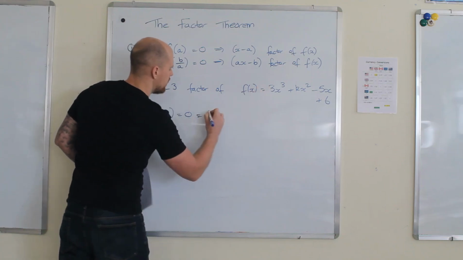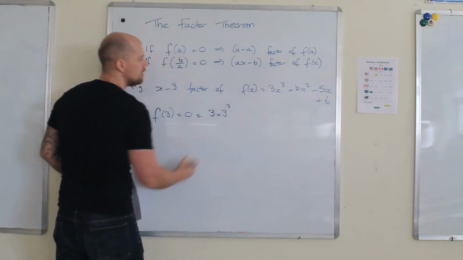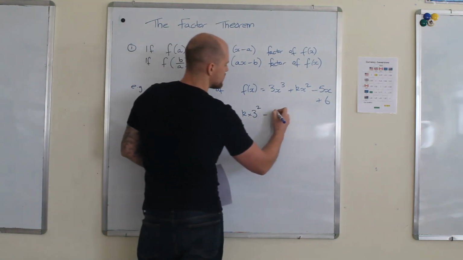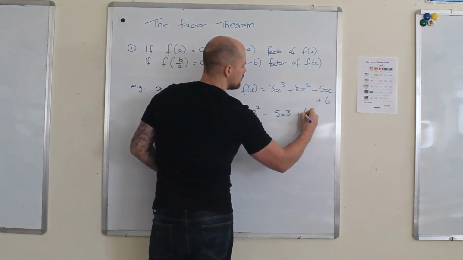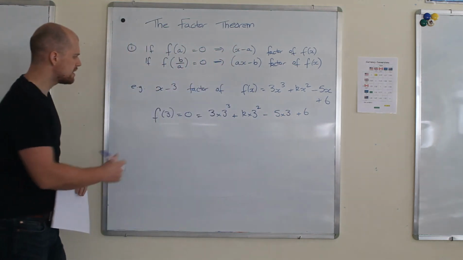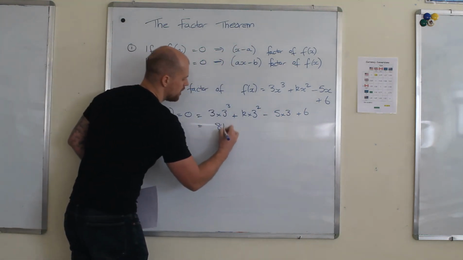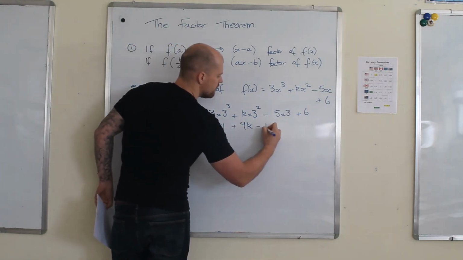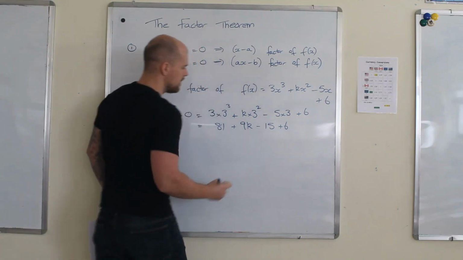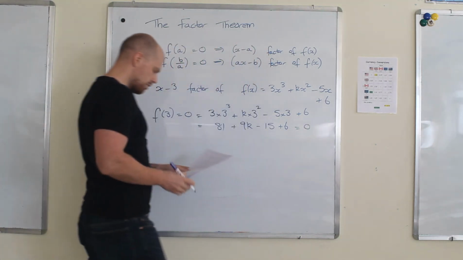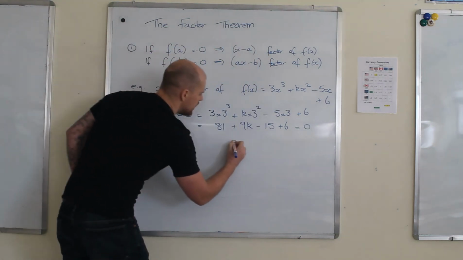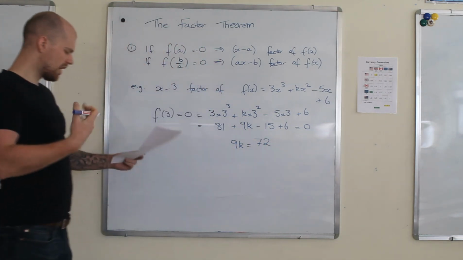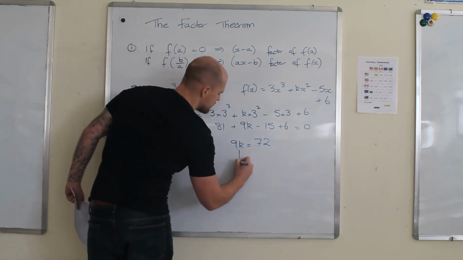So I get 3 cubed plus k times 3 squared minus 5 times 3 plus 6. 3 times 3 cubed is 3 to the power of 4, that's 81. 3 squared is 9, minus 15 plus 6, and that equals 0. So when I rearrange that, I get that 9k equals 72. Divide through, I get k equals 8.